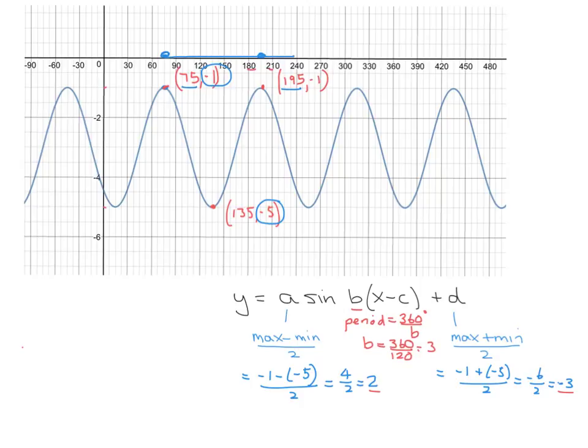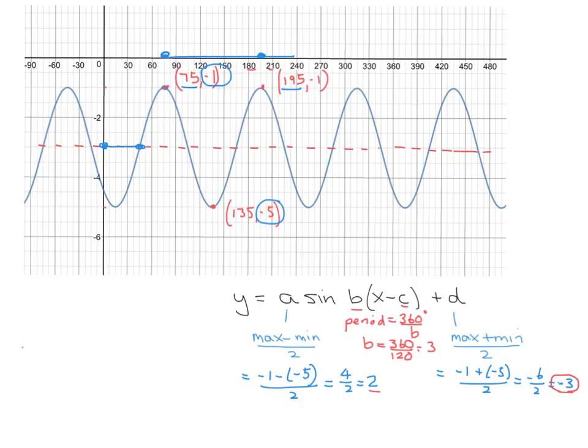Now to find the C value, we need to go to this negative 3 point. We know that negative 3 is here. This is going to be the axis of revolution or rotation for this sine graph. It goes right through the middle. It's not really an axis of symmetry because the top doesn't equal the bottom. But this value now is the C value.